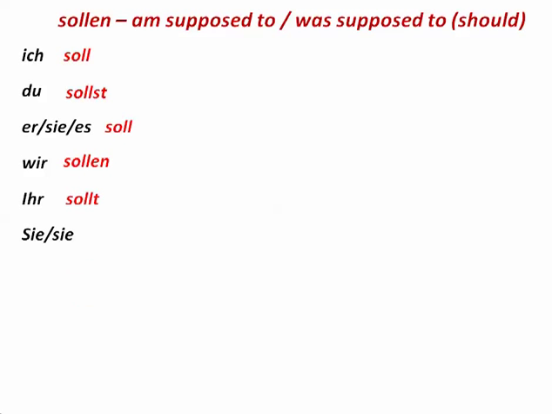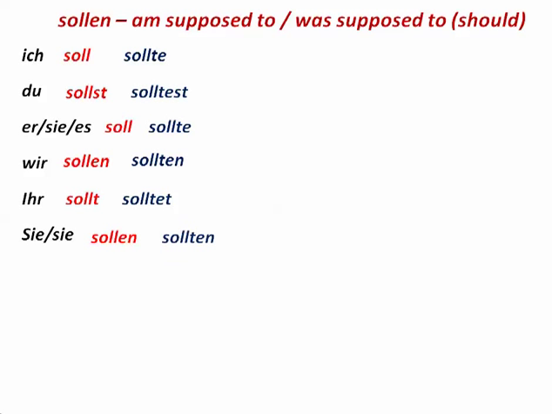Our next example is sollen, which is should or am supposed to, was supposed to. So ich soll, du sollst, er soll, wir sollen, ihr sollt, sie sollen. Past tense, again with the te endings. Ich sollte, du solltest, er sollte, wir sollten, ihr solltet, sie sollten.